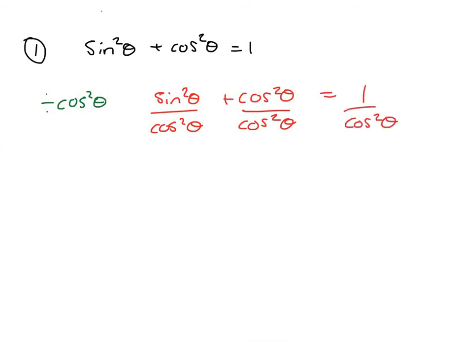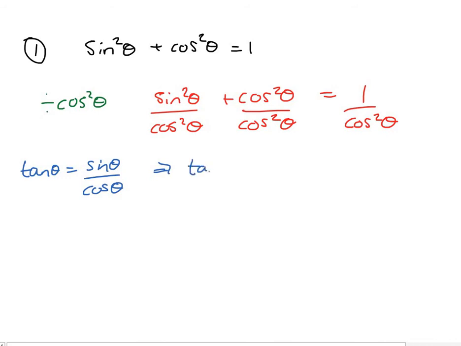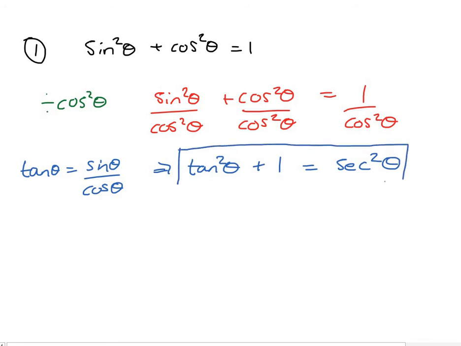Now, a little point. We know that tan theta equals sine theta over cos theta, right? So therefore we can simplify. Sine squared theta over cos squared theta just becomes tan squared theta. Cosine squared theta over cosine squared theta just becomes 1. And 1 over cosine squared theta just becomes sec squared theta. Great, we've derived another identity, and these are called Pythagorean identities, because they rely on Pythagoras' equation. Good, so that's our second one.